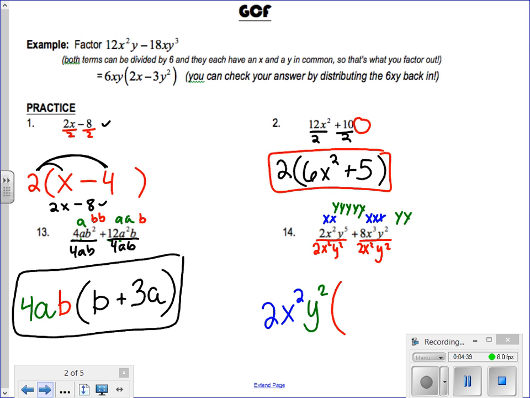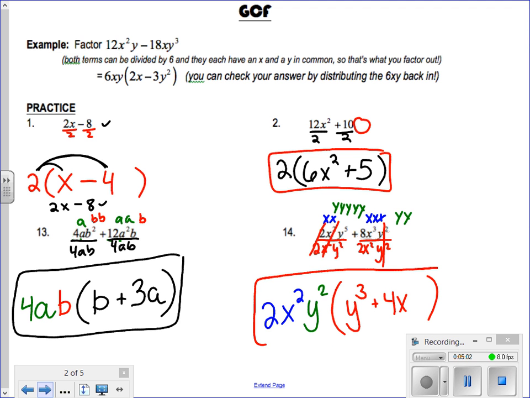and see what I'm left with. In the first term, the 2's will cancel, the x squareds will cancel, and y to the 5th divided by y squared, using your exponent rules, gives me y to the 3rd. 8 divided by 2 is 4. x cubed divided by x squared is x. And then the y squareds cancel out.